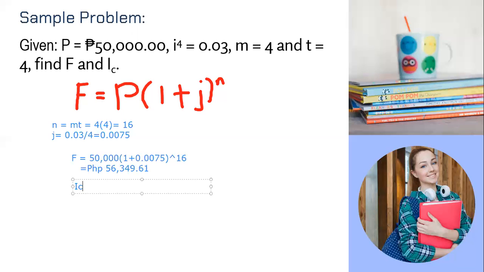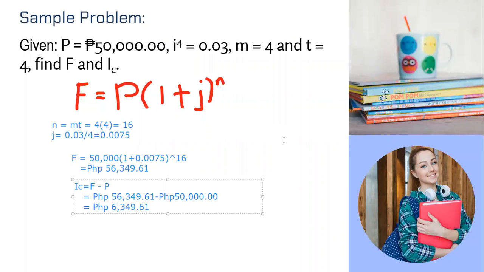Ano yung formula natin? I sub C equals F minus P. Substitute po natin. Our F is 56,349.61 minus 50,000. So what's the answer? How much is the interest, the compound interest? 6,349.61. Tama mga anak? Dali lang ano? Apo. So ganun lang siya kadali.